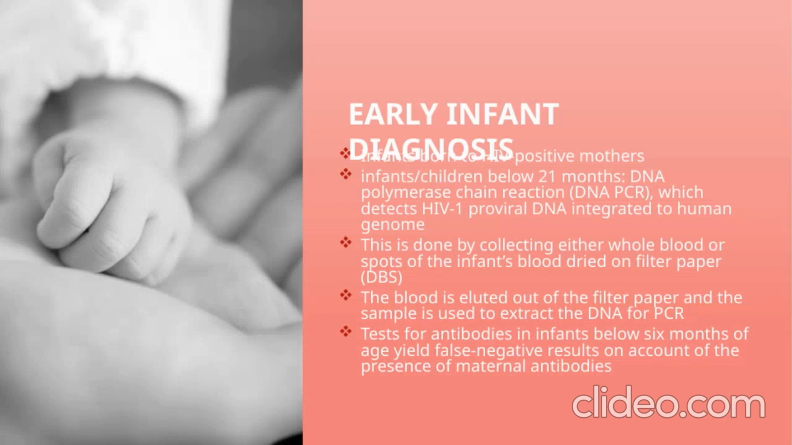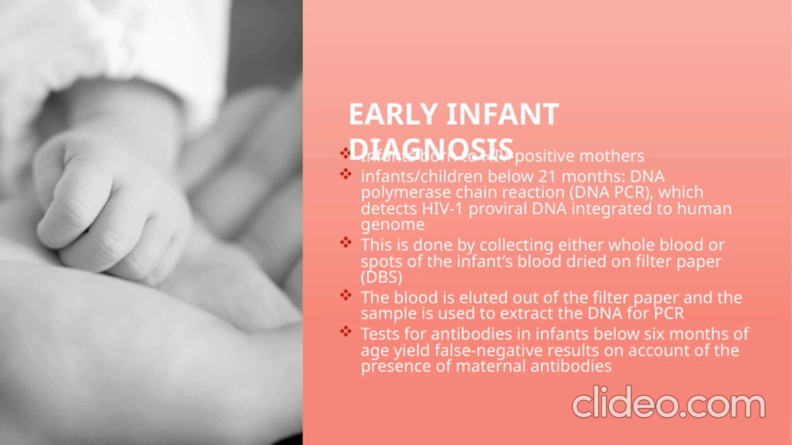Now, let's talk about early infant diagnosis, specifically for infants born to HIV-positive mothers. When we're testing infants under 21 months old, we use a method called DNA PCR, or DNA polymerase chain reaction. This test is crucial because it detects HIV-1 proviral DNA that's integrated into the infant's own genome. To perform this test, we typically collect either a small amount of whole blood or spots of blood dried on filter paper, which we call DBS, dried blood spots.